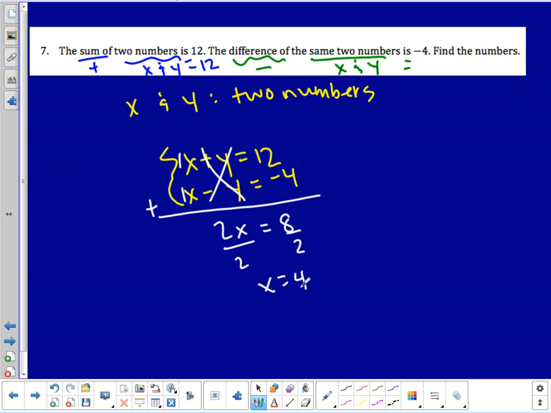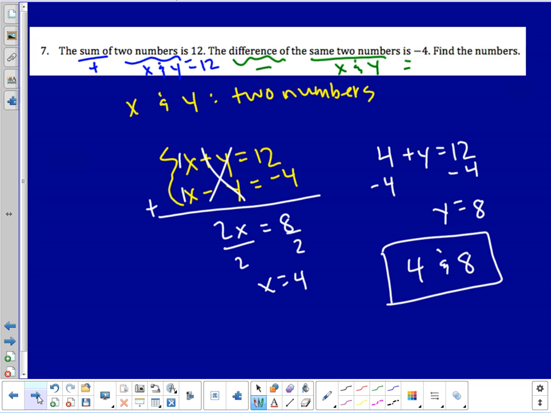Then I need to go back and find the other number. So I plug that in. I'll have 4 plus y equals 12. I just picked the top equation. It doesn't matter. Subtract the 4. Y is equal to 8. So the two numbers are 4 and 8.